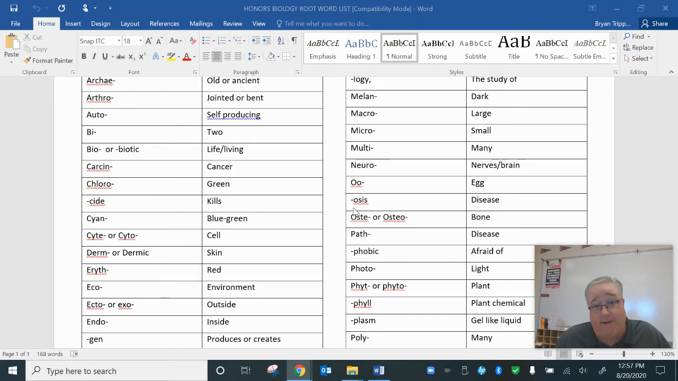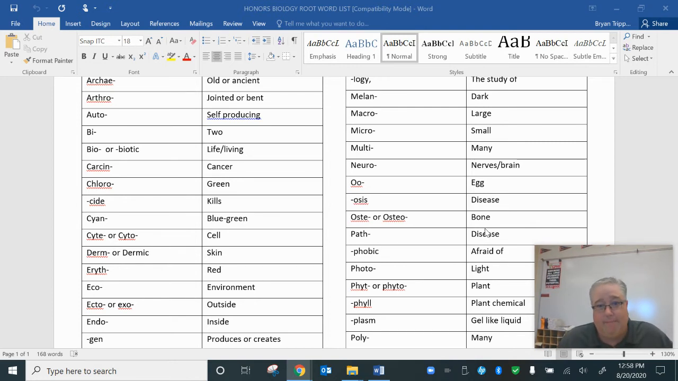Here, right above it actually is osis. It's osteoporosis, so that suffix there, osis, means disease. So now we've got part of our word that means bone and part of our word that means disease. So osteoporosis is something dealing with a disease of the bone.